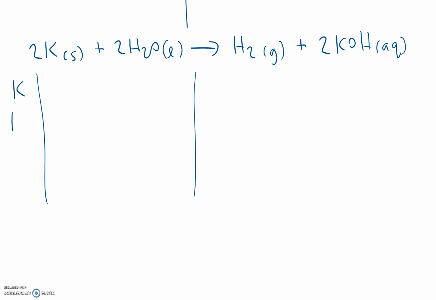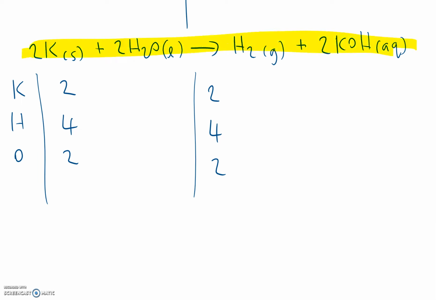So on the left side I have 2 potassium, 4 hydrogen and 2 oxygen. On the right side I have 2 plus 2 hydrogen, which is 4, potassium I have 2, and oxygen I have 2. So therefore I have a balanced equation. And so this equation is my answer.